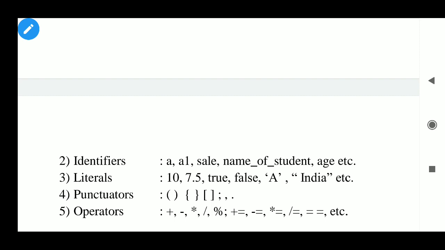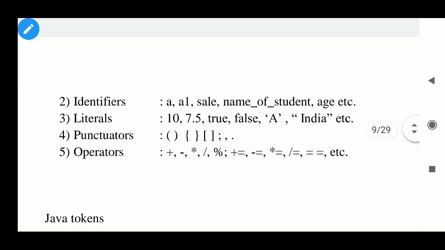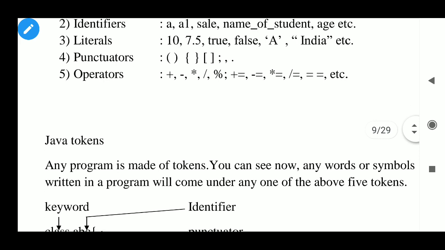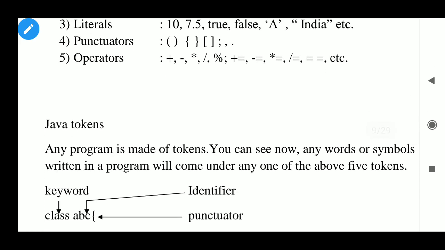Punctuators, there are 9 punctuators: parenthesis begin, parenthesis close, curly braces begin, curly braces close, square bracket begin, square bracket close, semicolon, comma, and dot. And some operators: plus, minus, multiplication, division, modulus, plus is equal to, minus is equal to, and so on. You will learn more. Now Java tokens, any program is made of tokens. Any words or symbols written in a program will come under one of the above 5 tokens.